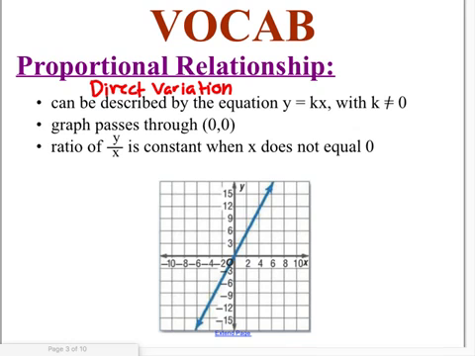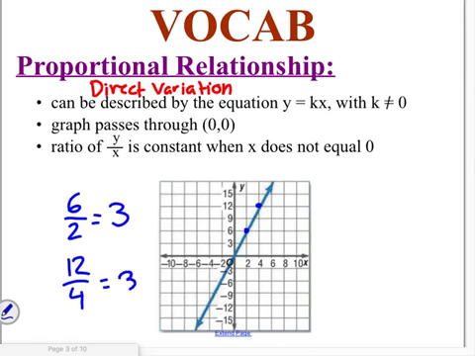And the last thing we want to note is that the ratio of y over x is constant when x does not equal 0. So if we're looking at this graph and we pick out this first point, it's 6 over 2, and that is equal to 3. We pick out another point, and we've got 12 over 4 is equal to 3, and if we pick one on the negative side, we got negative 12 over negative 4 is equal to 3. So that ratio of y over x is constant.